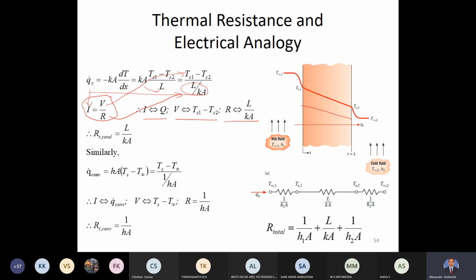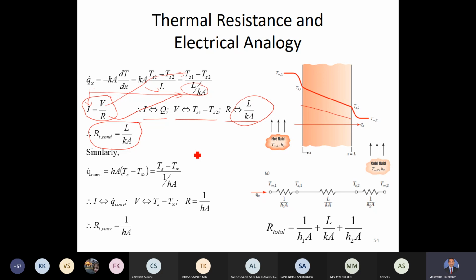Now, what is driving the heat transfer? Temperature difference, or thermal gradient, is driving the heat transfer. What is driving the current? Potential difference, or voltage difference, is driving the current. And what determines how much current or how much heat will flow? How much heat will flow depends on the thermal resistance, and how much current will flow is determined by the electrical resistance. So thermal and electrical resistance are similar. In this way, we are trying to make heat transfer and electrical current flow analogous. So we come up with the thermal resistance in conduction, which is equal to L by kA.